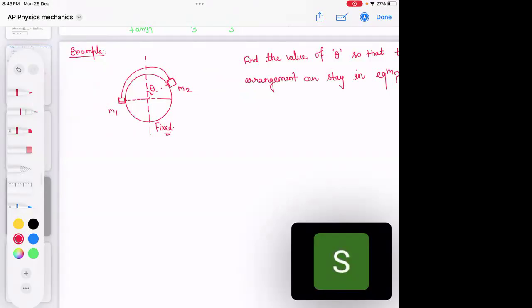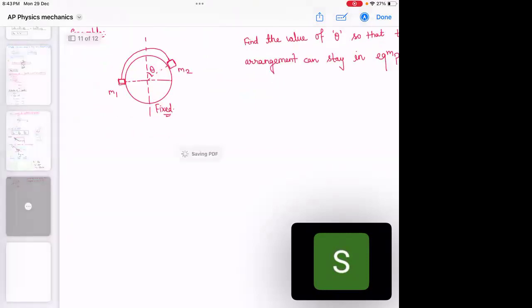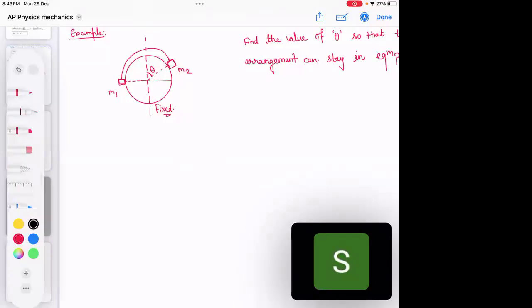Please tell me what should happen here. So please tell, is it M1 is also in equilibrium and M2 is also in equilibrium? Can you draw the free body diagram first? Can you draw the free body diagram of M1 and M2 separately? Let's draw the free body diagram of M1. What are the forces acting on M1? Is there going to be M1G acting in the downward direction?